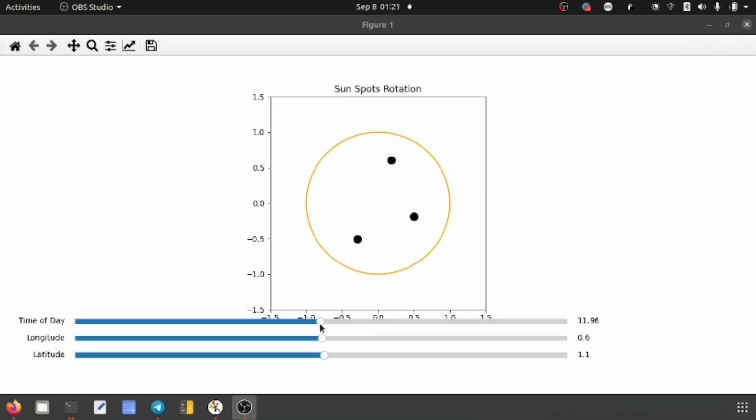Hey guys, here's just my sunspot simulator. So what you see is the sun, and you see the sunspots. As we advance through the day, the sunspots have a clockwise rotation across the face, the wagon wheel, right? And we can go back in time.